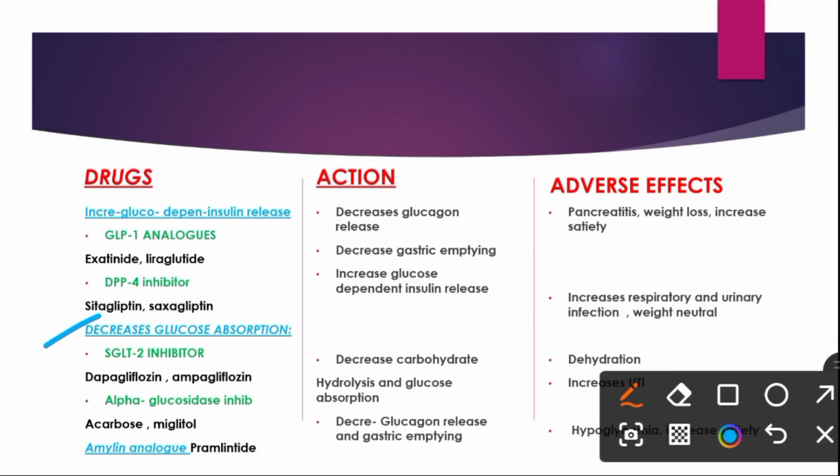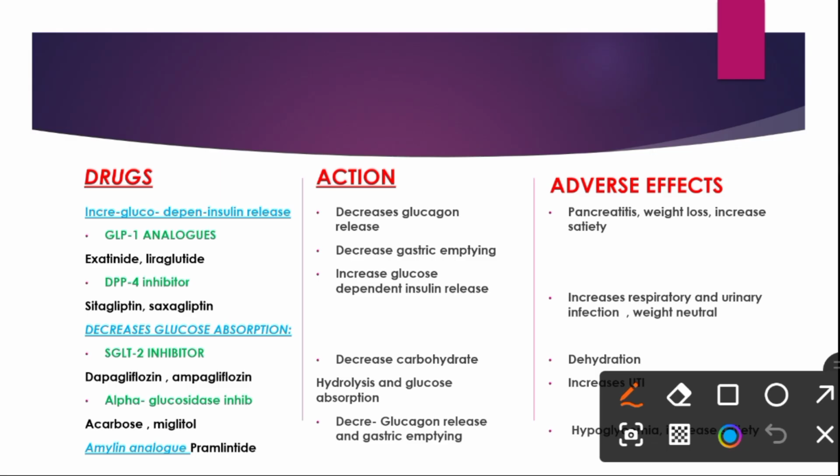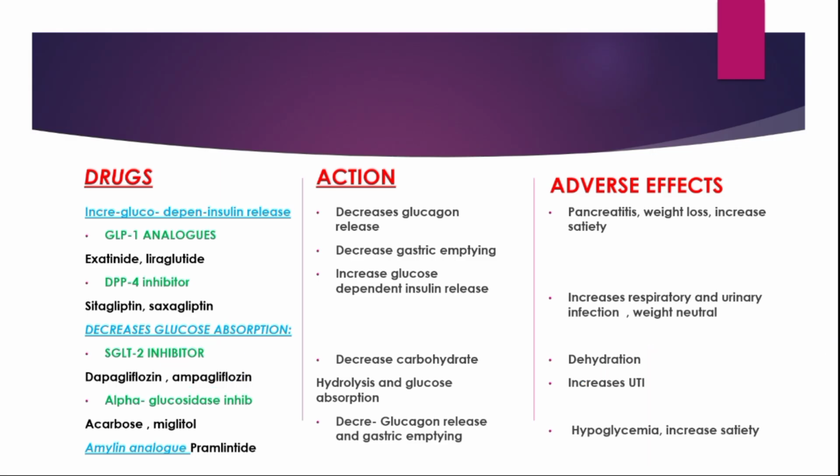Next one is the drugs that cause a decrease in glucose absorption. First one is the sodium glucose co-transporter inhibitor, that is SGLT2 inhibitors. They include dapagliflozin and empagliflozin. Normally, SGLT2 is found in the intestinal brush border cell, and when we block this co-transporter, there will be a decrease in carbohydrate or glucose absorption. The adverse effects include dehydration and an increased risk of UTI. Remember, empagliflozin is associated with an increased risk of UTI.